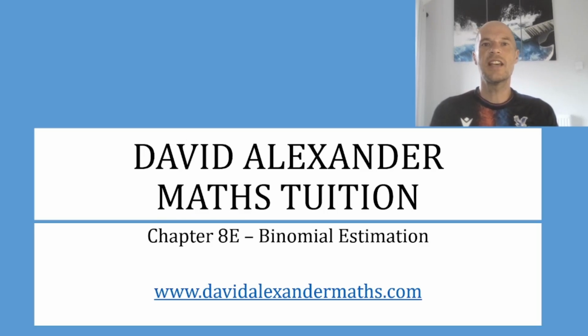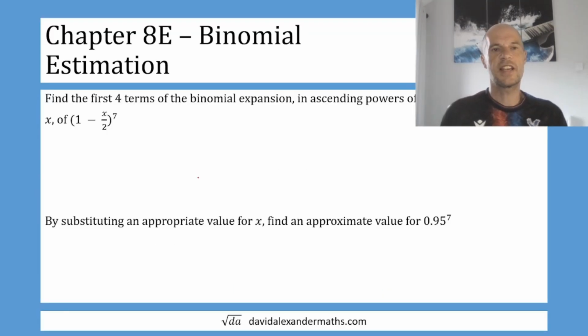This is chapter 8e on binomial estimation. Okay, so let's take a look at our first example. Find the first four terms of the binomial expansion in ascending powers of x of (1 - x/2) to the power of 7.